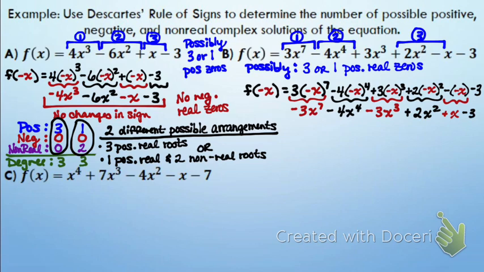How many changes in sign do you see? 2. Negative to negative, those aren't changes. Negative to positive is a change. Positive to negative is another change. So there is possibly 2 or 0, because I can go down by an even integer and it's possible for me to have no negative real roots.